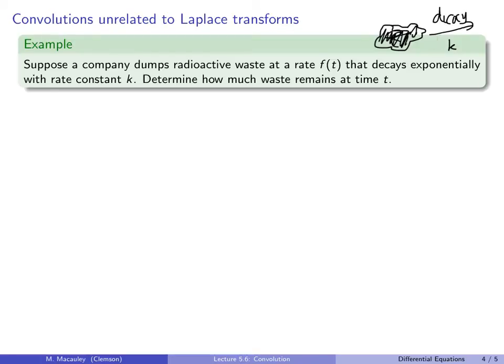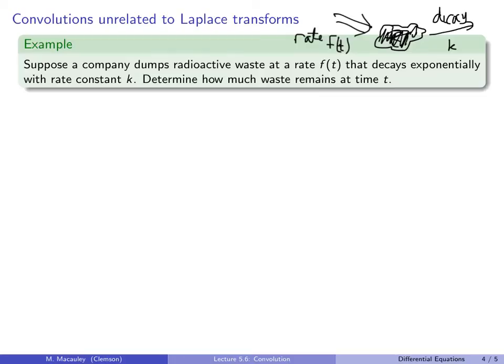But now we have some big bad corporation that is dumping waste and is increasing this pile. So some corporation is adding waste at some rate f of t. So now we have waste being added, and as it's added, it gets decayed, and we want to know how much waste remains at time t. You can certainly see how this is going to be a calculus problem.